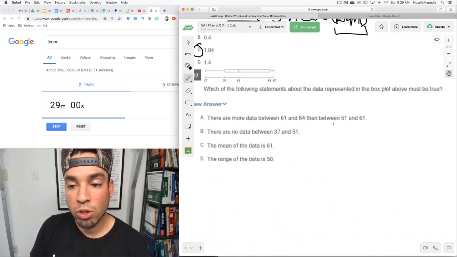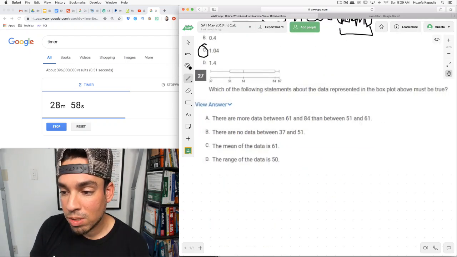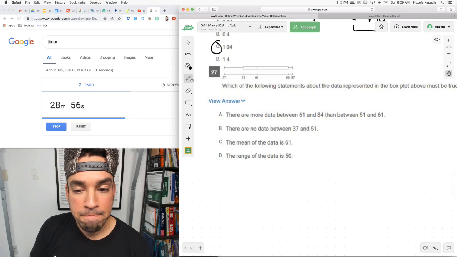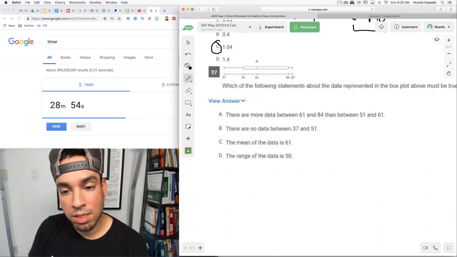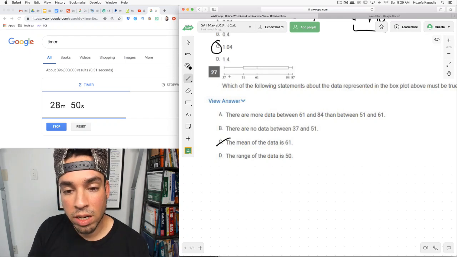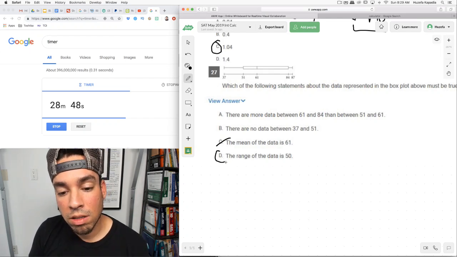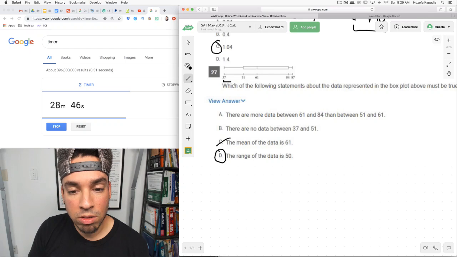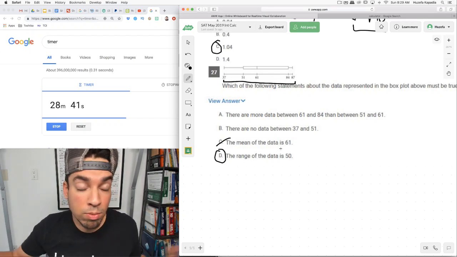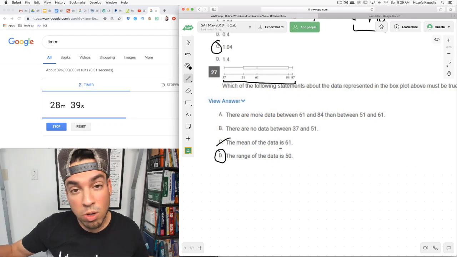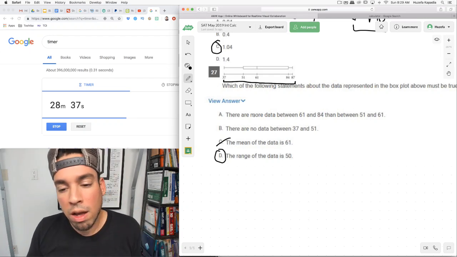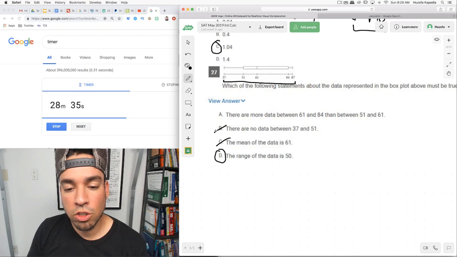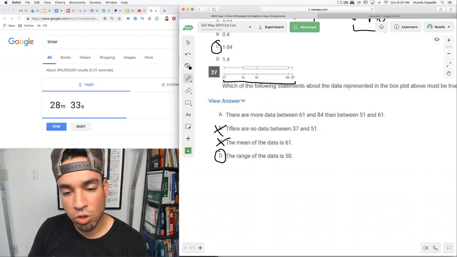It's a great workaround. Which of the following statements about the data represented in the box plot must be true? Okay, we know there's a median at 61. We don't know if there's a mean at 61. The range of the data is 50, yeah. Because the range is from the little tails at the end, and it goes from 37 to 87, so that's 50. Range is the biggest value minus the smallest value, that's it. This is not true, for sure.